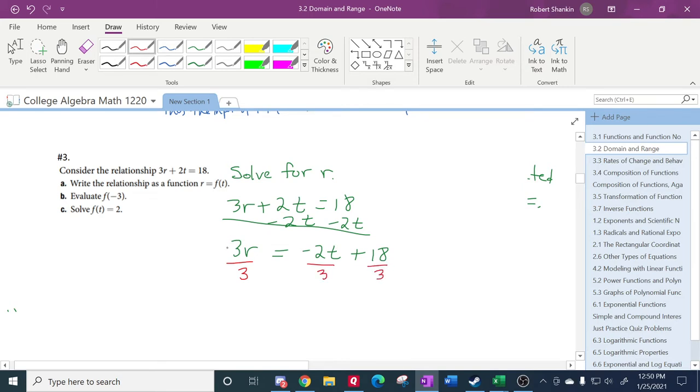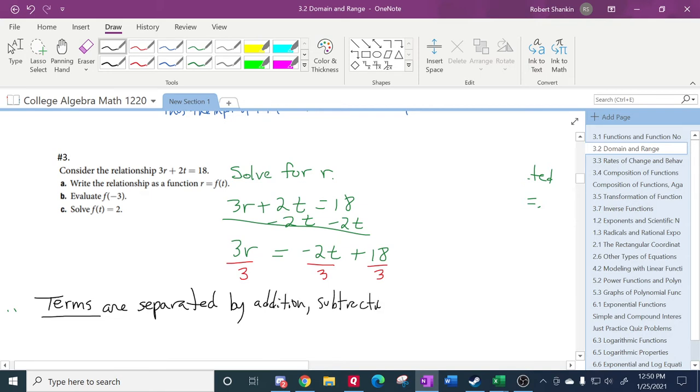Now I prefer to divide all 3 terms, every single term. Now terms are separated by addition, subtraction, or an equal sign. It's an important definition here. Terms are separated by addition, subtraction, or an equal sign.